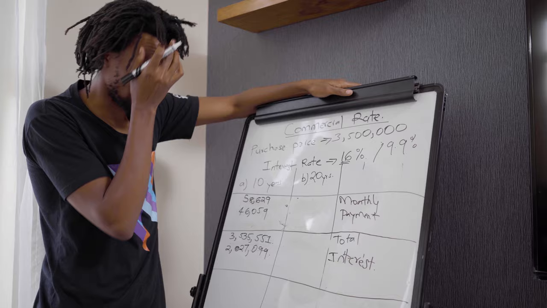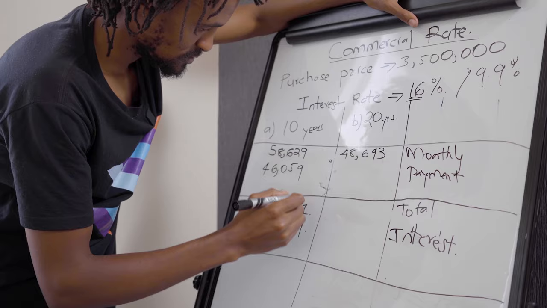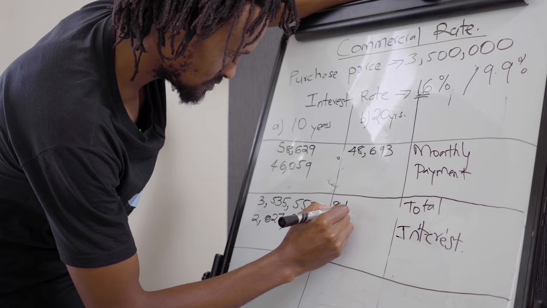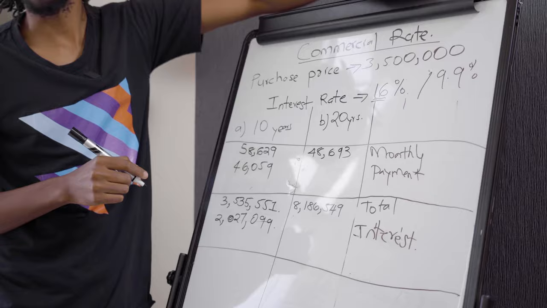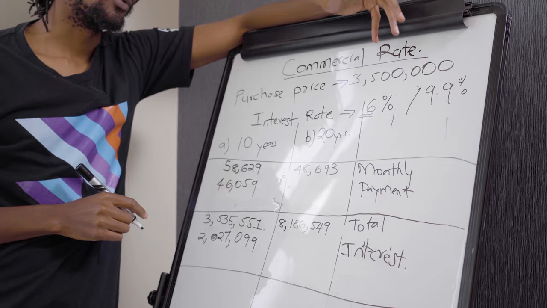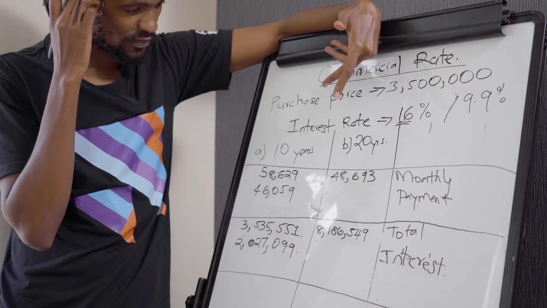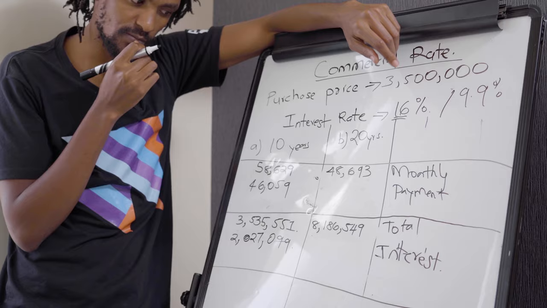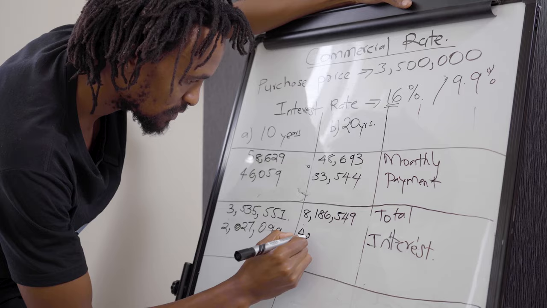Commercial first, then we'll do Nyumba Bila Kiulizo later. Monthly, 48,693. But the interest you pay is 8,186,549. Now let's go to Nyumba Bila Kiulizo. Actually, there's something I usually say with Nyumba Bila Kiulizo. It's literally your dad or someone who cares about you giving you a loan to get a house. We are doing 20 years. Monthly payment is 33,544, and then the interest is 4 million, 550,606.